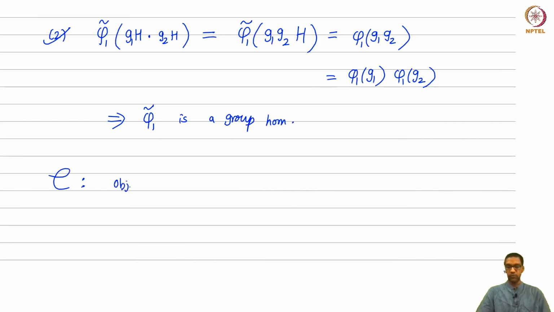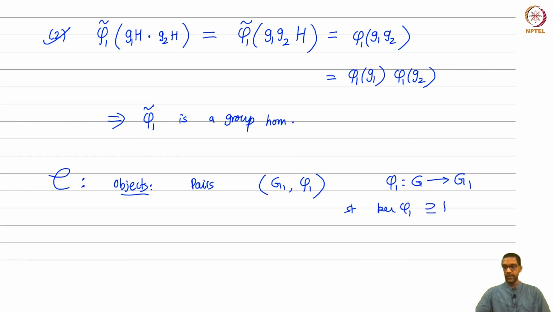The objects are now pairs of, well, what are they? Pairs of a group and a homomorphism. So phi 1 is now a homomorphism from the fixed given group G to the group G1 such that its kernel contains the group H. So these are the objects.